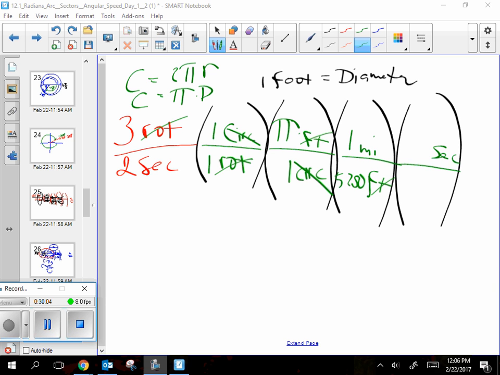What's a fact we know about seconds? 60 seconds is what? 1 minute. Now I have seconds cancels. Now I got miles per minute. Got to get hours somehow, so multiply by how many? 60 min, 1 hour, minutes is gone. I guess we got 1, 2, 3, 4, 5 things we multiplied by this time.